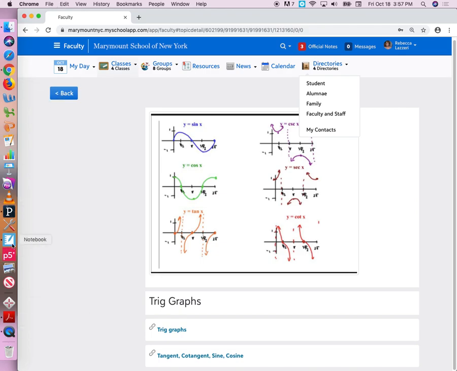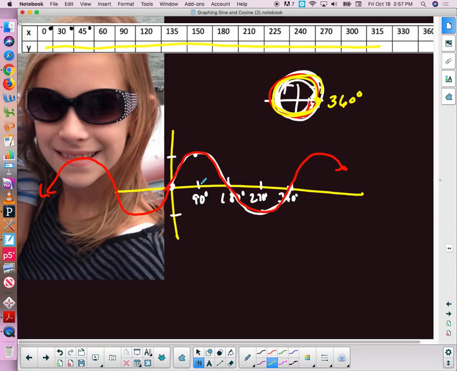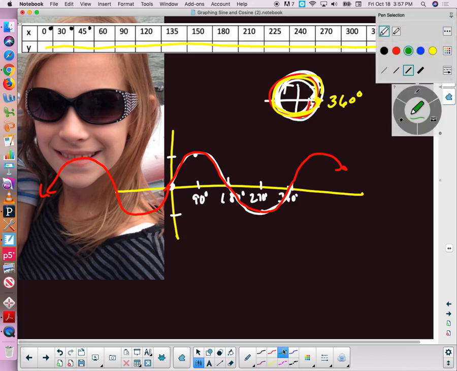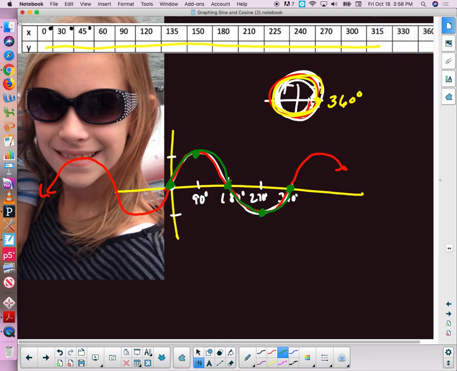Anyway, all you need is 5 main points, and you've got the entire graph. What do I mean by 5 main points? If we look at these in green, we need to know where to start, how high it goes, where it comes down, how low it goes, and how high when it comes back. So it goes high, middle, low, middle, then it'll go high, middle, low, middle, every 360 degrees.